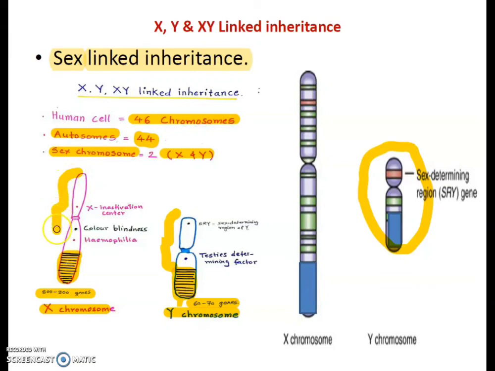only present on the X chromosome: hemophilia, color blindness, X inactivation center. So these genes are present only on the X chromosome. They are not on the Y chromosome, and this region is only present on the Y chromosome. So the common genes on the X and Y chromosome are called XY-linked genes, those only on the Y chromosome are called Y-linked, and on this part, X-linked. Thank you.